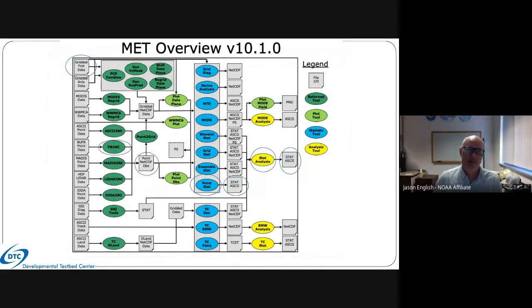So to move on to the MET use of it. So what do we want to do here? So we have the RRFS National Water Model output, which is in gridded forecast data.